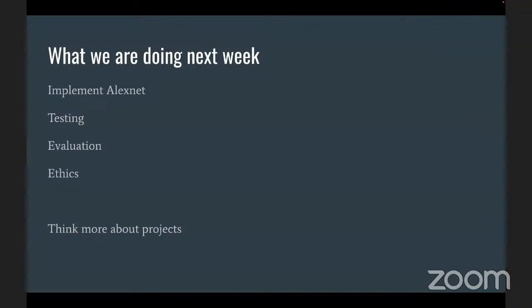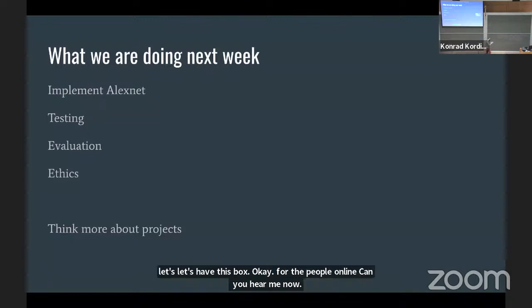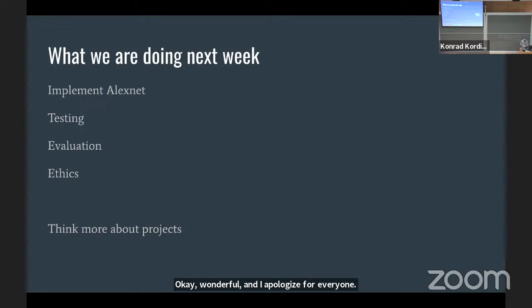We can't hear you. Okay, let's hope this works. For the people online, can you hear me now? Yeah. Okay, wonderful, and I apologize to everyone. For the people online, can you hear me now? Okay, if someone could stop giving me back their sound, that would be very helpful. It's very difficult to hear your own voice, and we don't need that. Unfortunately, I can't hear you anymore.